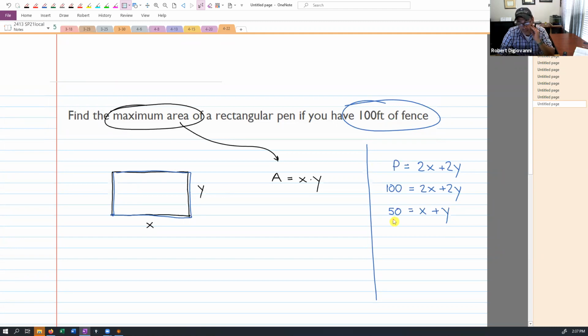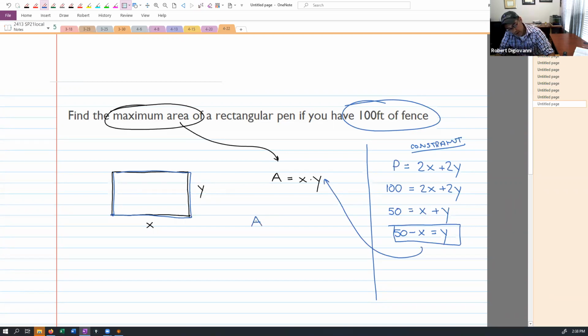You can solve for x and then use that in the area equation, or y. Yeah, so this constraint that we have tells us that we could solve this equation for either x or y. I'm going to solve it for y. So I'm just going to move the x to the other side. And now I'm going to substitute it in for y into my area equation. So my area is now x times y, but y is 50 minus x. And if I distribute the x through, I get 50x minus x squared.